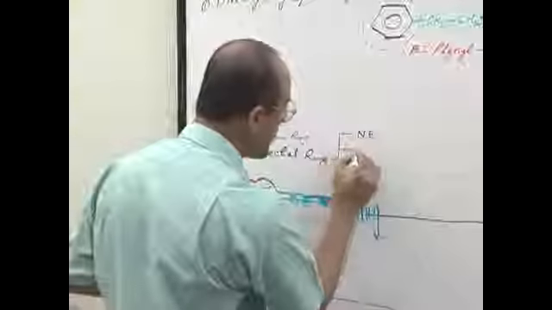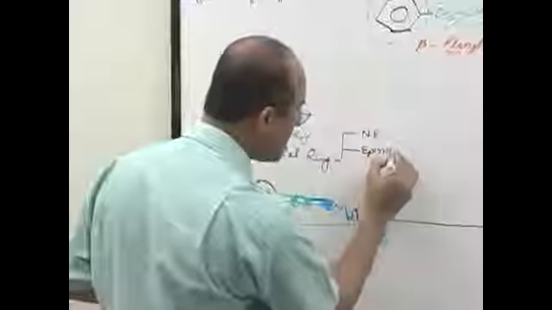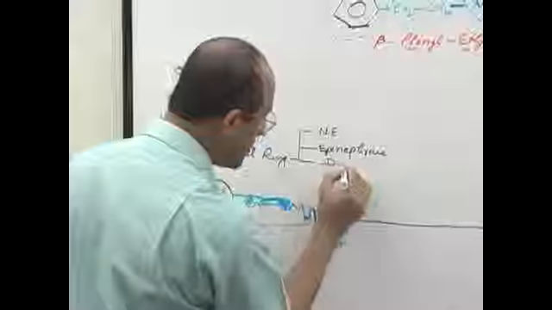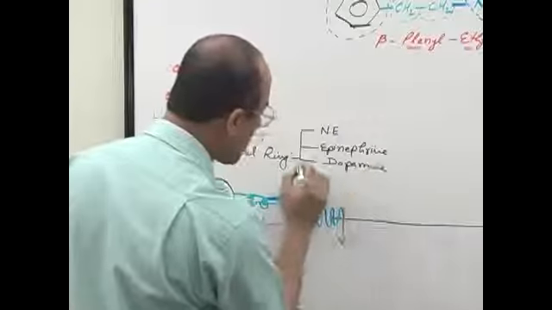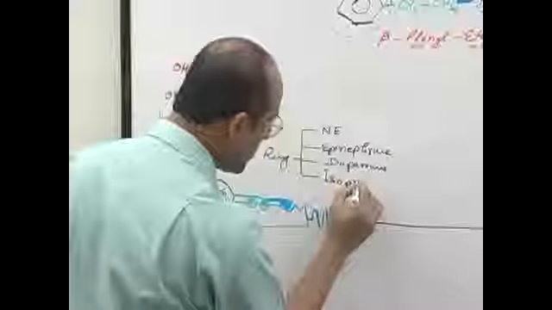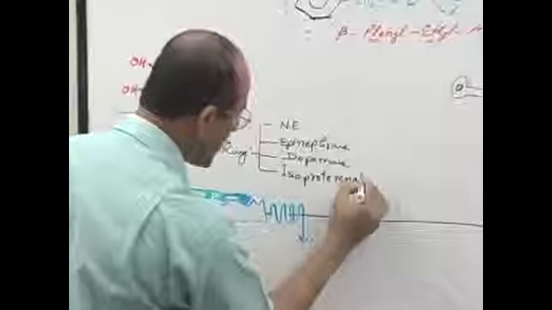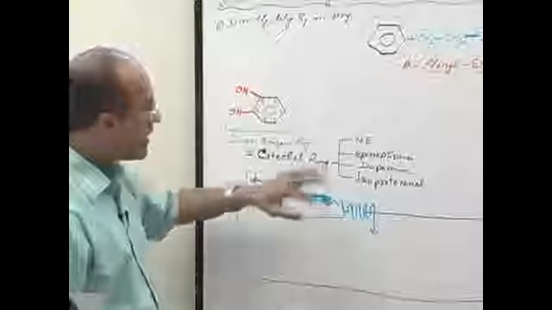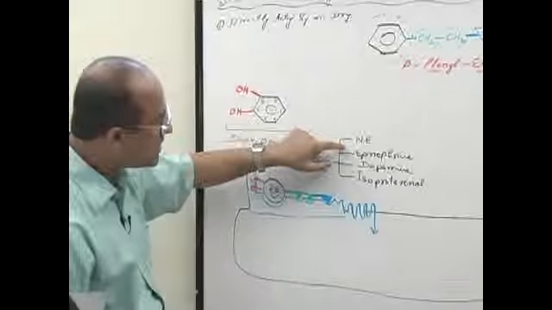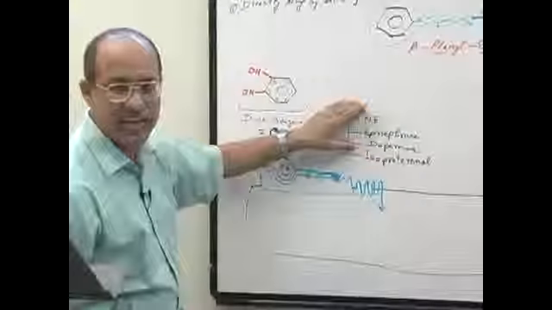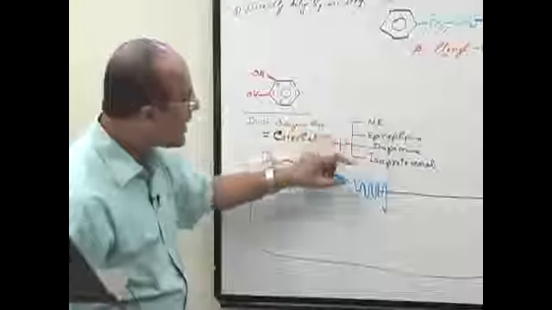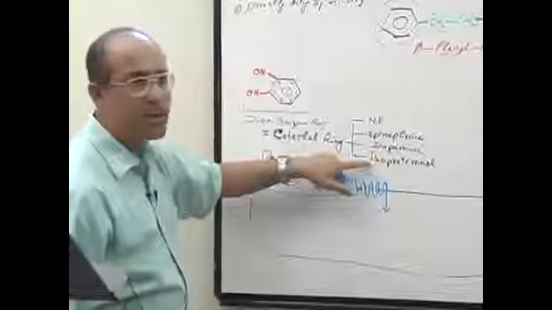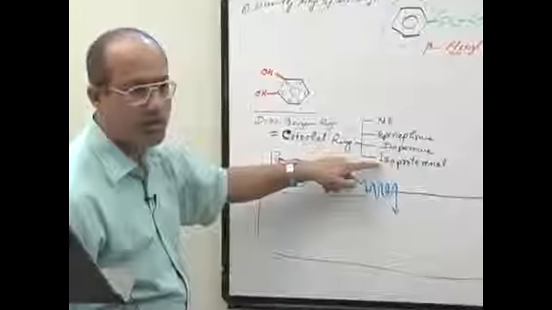Norepinephrine, epinephrine, yes, dopamine, and isoproterenol. Now look, these four are catecholamines. Three of them, norepinephrine, epinephrine, and dopamine, are endogenous catecholamines, right? They are produced within our body, and also they are available as drugs. And isoproterenol is a drug. It is not endogenously produced in our body.